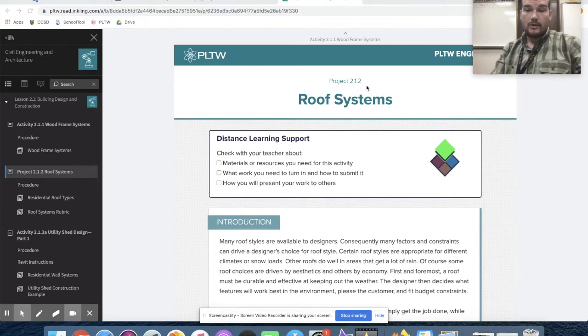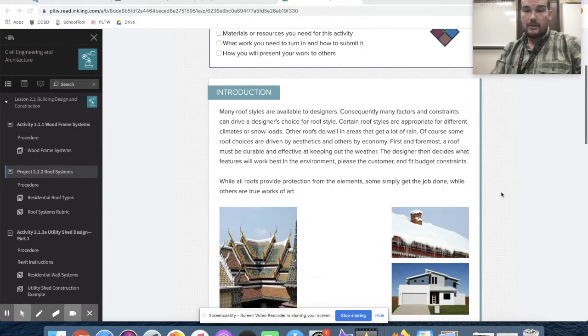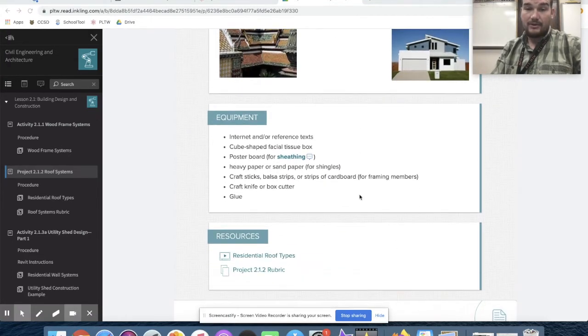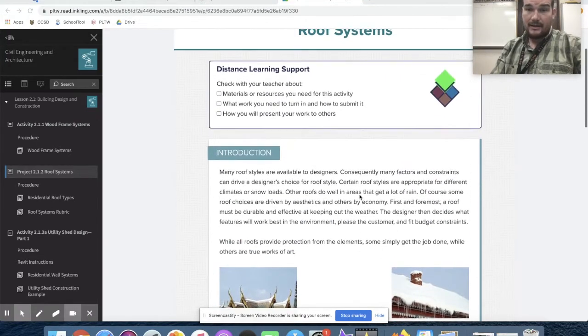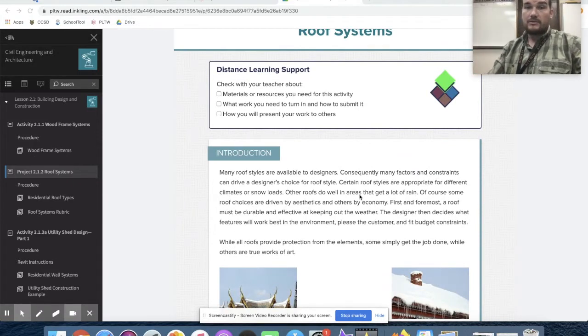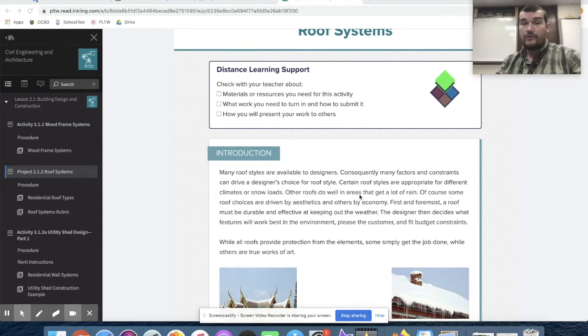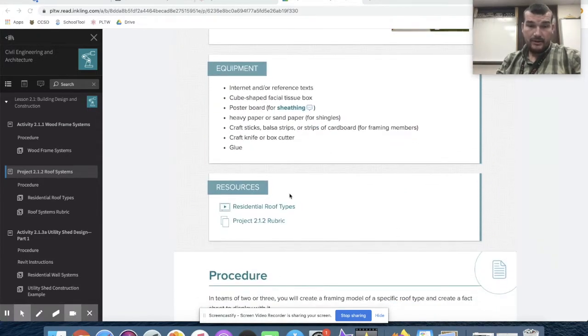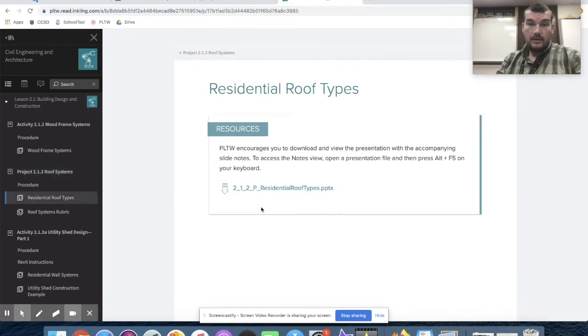So again, 2.1.2, and we're going to talk about a handful of roof systems. There are a lot of different types that designers or contractors can build with. Some of those are going to depend on cost, maybe the type of area they live in. Certainly we need to have the right type of roof or slope if we're talking about snow loads and things that we might have to carry in this area. The presentation we're going to look at for this is down here under our resources, and it's our residential roof types.